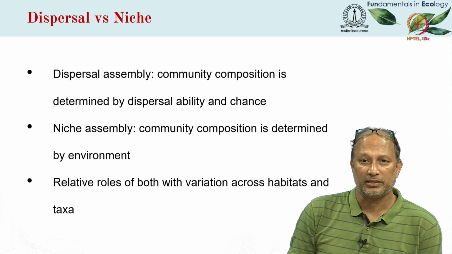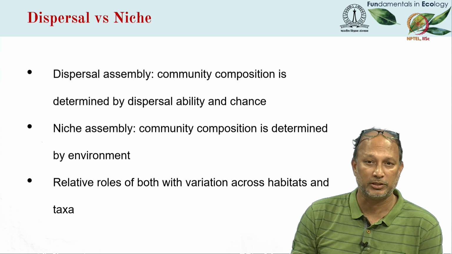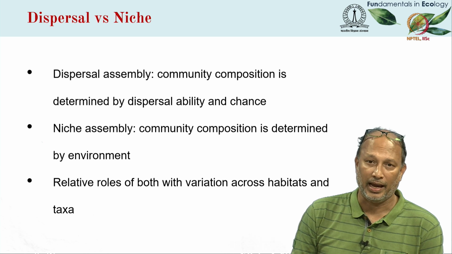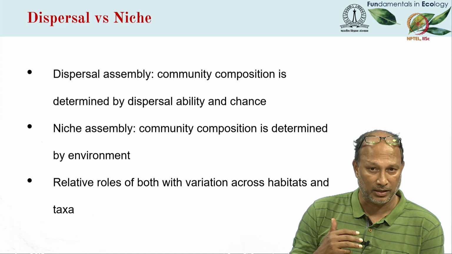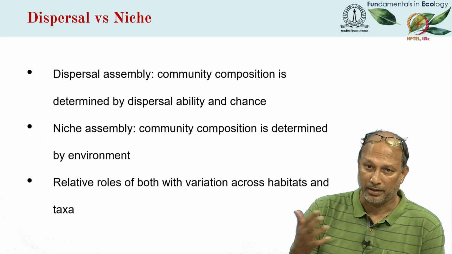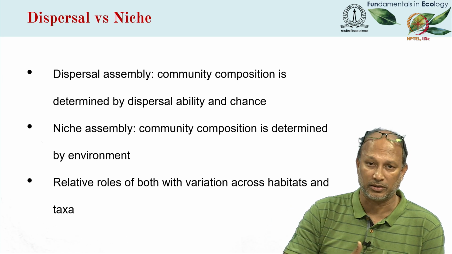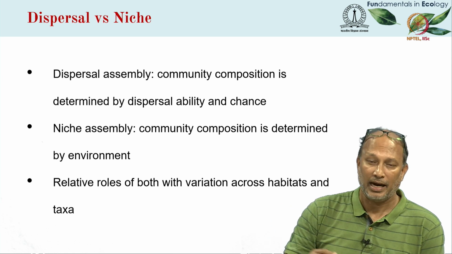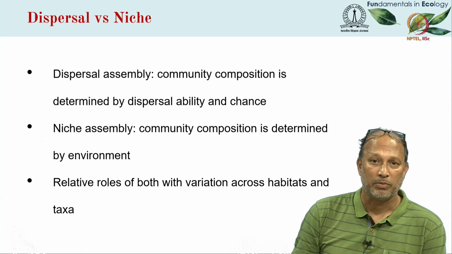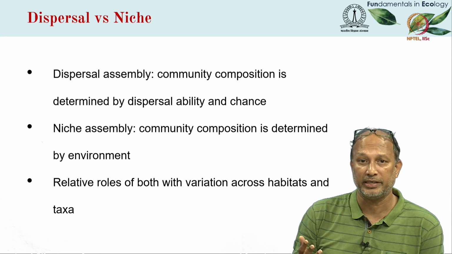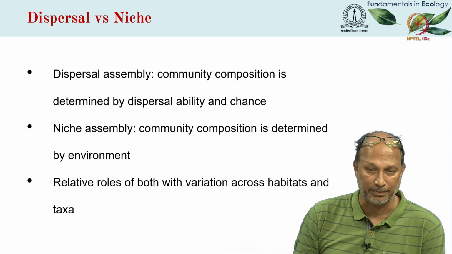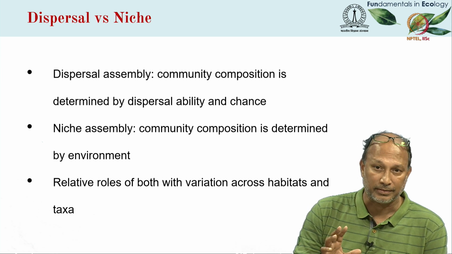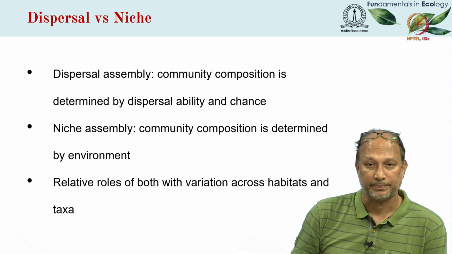In reality, there's greater and greater recognition that both dispersal and niche assembly play a role, and what we're really trying to quantify or infer is the relative roles of the two, but there's variation across scales, there's variation across types of habitats, and there's definitely variation across taxa, because obviously taxa that have greater dispersal ability will show stronger signals of dispersal assembly at particular scales than other taxa.